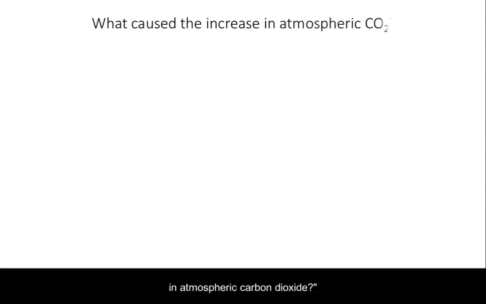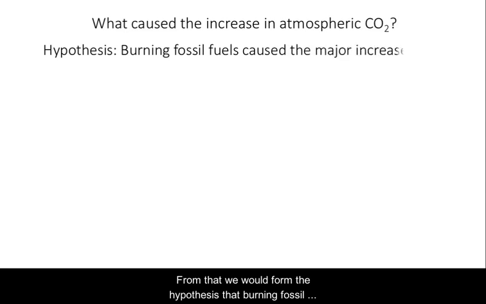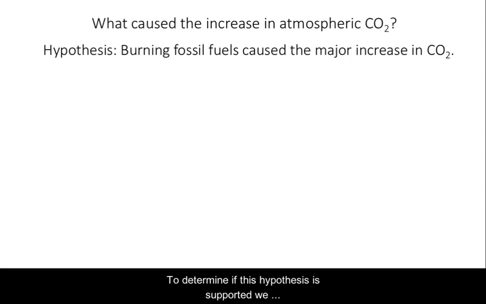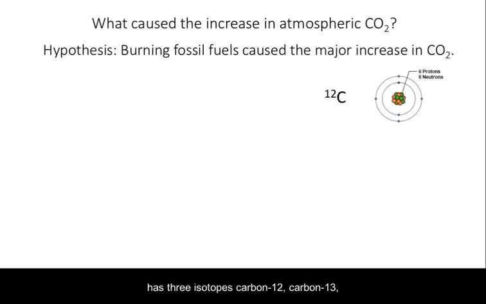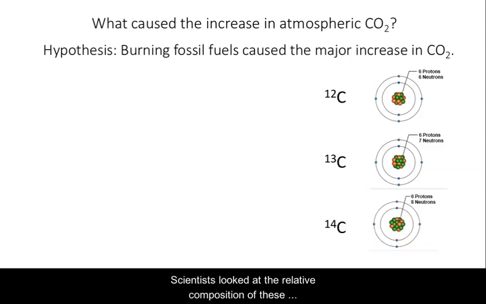So the question we might ask is, what caused the increase in atmospheric carbon dioxide? From that, we would form the hypothesis that burning fossil fuels caused the major increase in carbon dioxide. And that gives us a working hypothesis to develop our methods and determine our predictions. So to determine if this hypothesis is supported, we need to base our methods on the knowledge that carbon has 3 isotopes: carbon-12, carbon-13, and carbon-14. So scientists looked at the relative composition of these carbon isotopes in the atmospheric carbon dioxide.